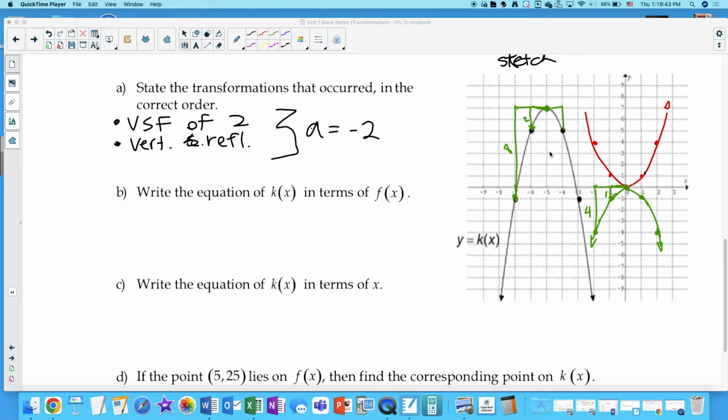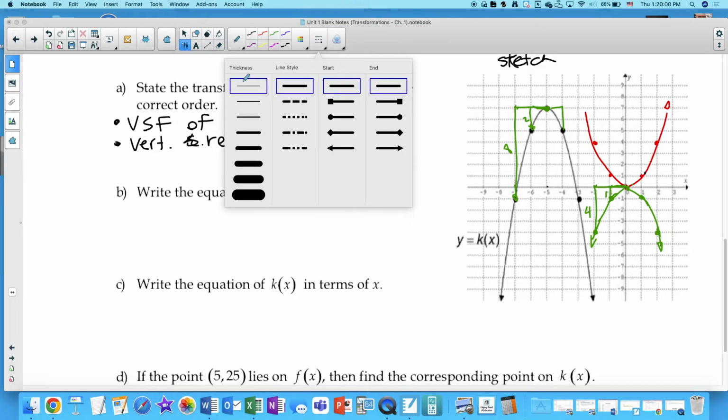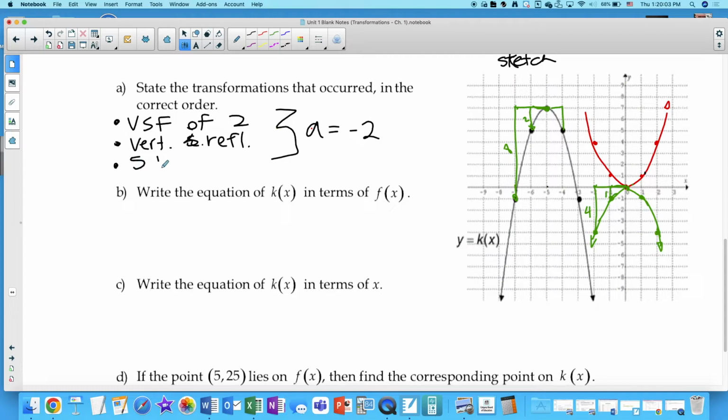All right, so we were talking about translation. So which point would you look at to figure out translations? Yeah, vertex, right? So it looks like it's gone left 5, I'm in green, and then up 7. Okay, so that means that h is -5 and k is 7.